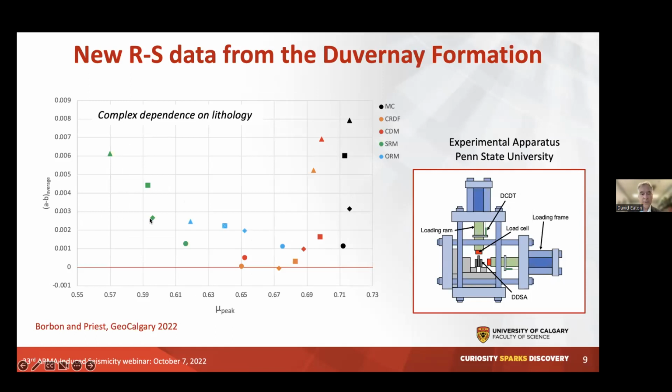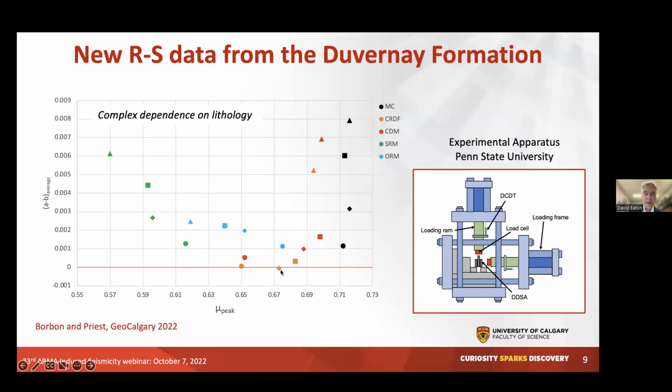So this is hot off the press, new data. This is work that was published by my engineering colleagues here at the University of Calgary. It was presented at the GeoConvention meeting earlier this week. Bourbon and Priest took some samples from an exposed equivalent to the Duvernay formation from the Canadian Rocky Mountains. They classified it according to lithology and then performed a set of rate-state friction experiments using the experimental apparatus at Penn State University. The main takeaway from this is that every sample except for one, which was a carbonate-rich debris flow, exhibited positive a minus b values. So we could conclude that the expectation is if there's a fault that intersects the Duvernay formation, then we would expect it to behave in an aseismic manner if it is pushed into a frictional instability due to fluid injection.